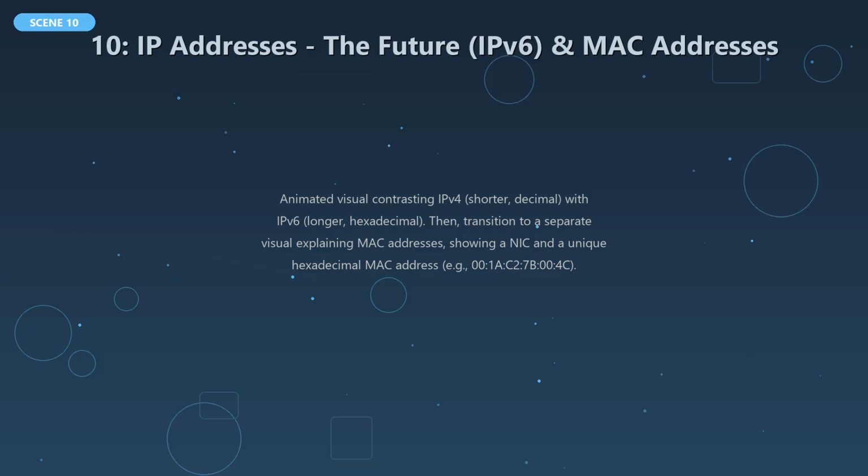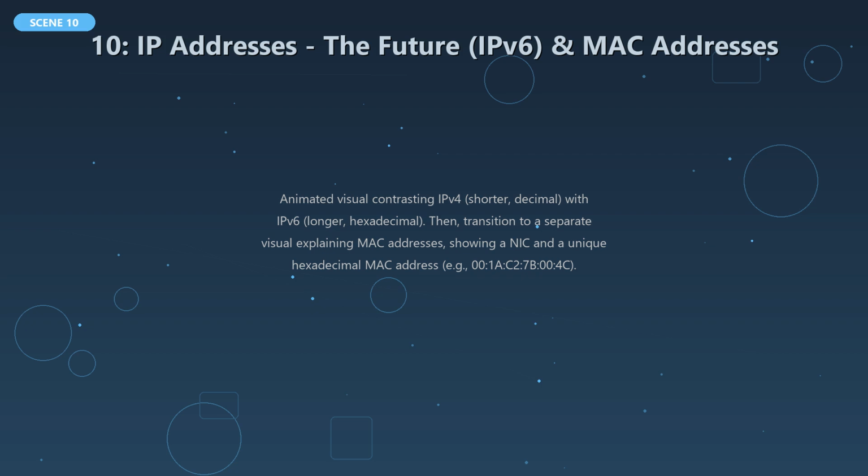A MAC address is a 48-bit number, typically displayed as 6 pairs of hexadecimal characters separated by colons or hyphens, like 00:1A:C2:7B:00:4C. The first half of the MAC address identifies the manufacturer of the NIC, and the second half is a unique serial number assigned by that manufacturer.